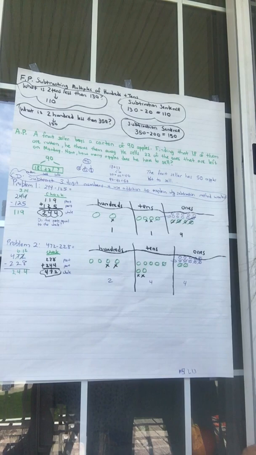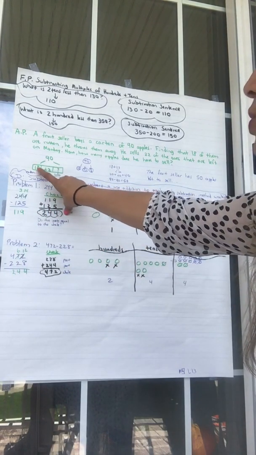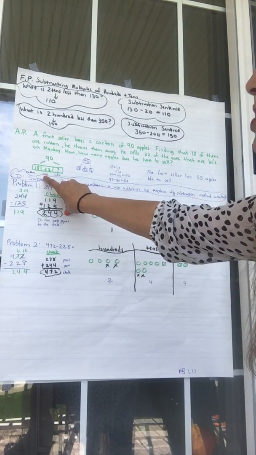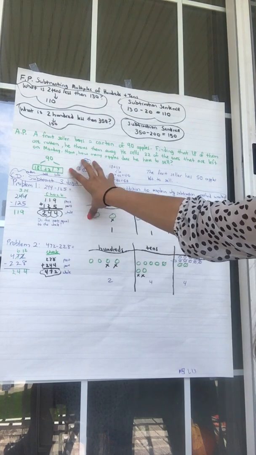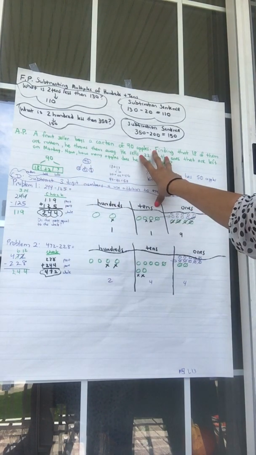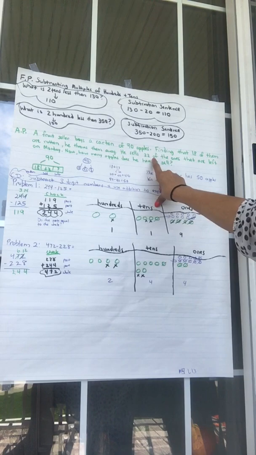So, conceptually, let's represent this. I would like for you to conceptually represent this and turn and talk and tell a family member how you would go about solving this, and also paraphrase. So, I have the 90 here as a total. 18 are rotten, 22 are sold. How many are left? Okay, so let's see what's going on. He has 90 apples. He got rid of 18, and then he also got rid of 22 by selling them. So how many are left?